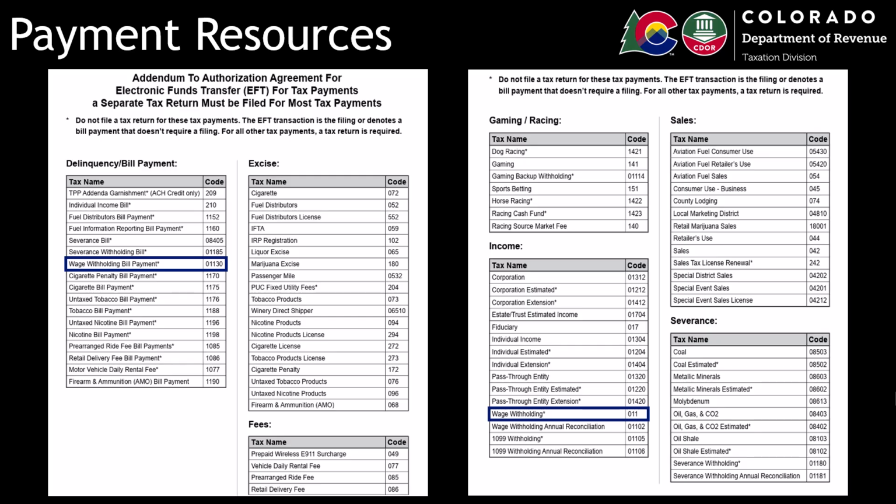011 to make a wage withholding return payment, which satisfies the DR 1094 withholding tax return filing requirement, and 01102 to make a wage withholding annual reconciliation payment. A reconciliation payment is only used if withholding for the entire calendar year was underpaid. For more information, please reference Form DR 5785. Form DR 5782 has additional information on payment types and requirements.